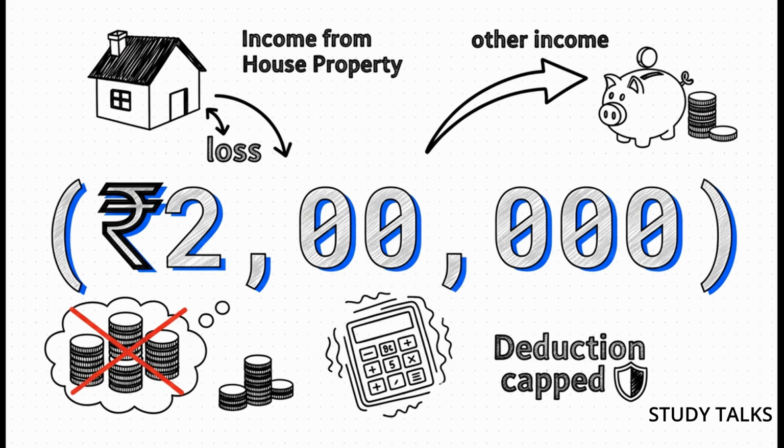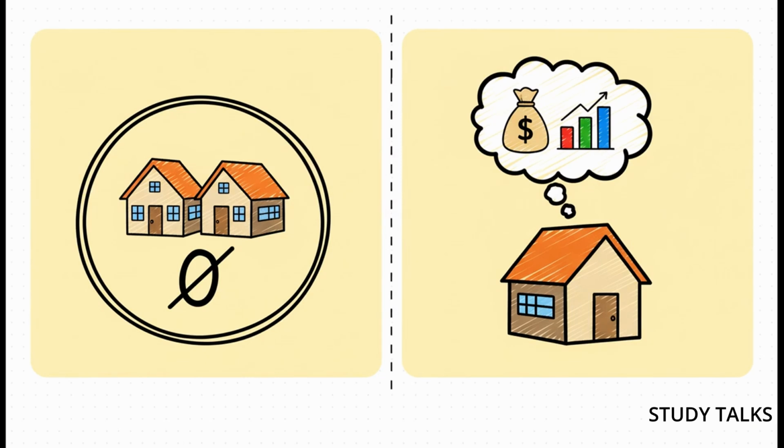But remember, the deduction is capped at 2 lakh. So what happens? This creates a loss of 2 lakh rupees under the income from house property head. And the great thing is, she can then use this loss to reduce her taxable income from other sources, like her salary.